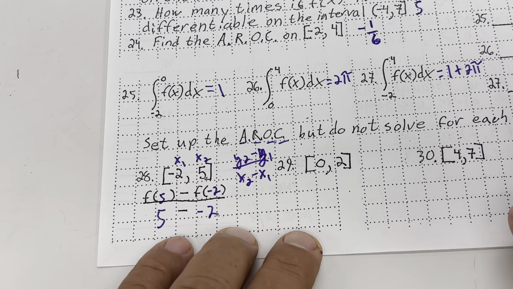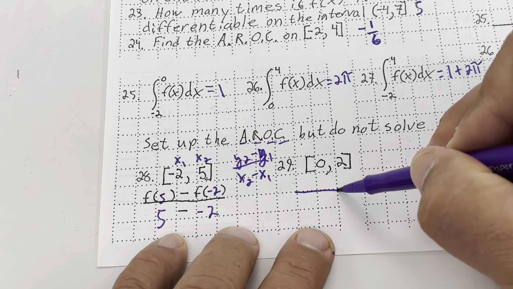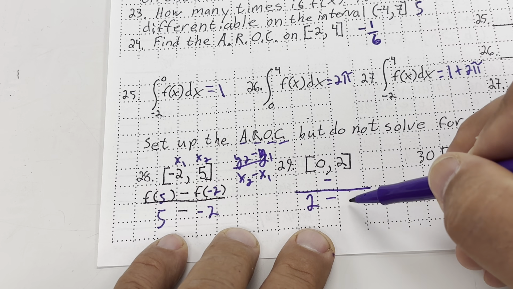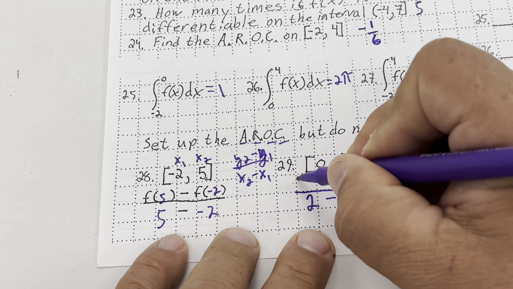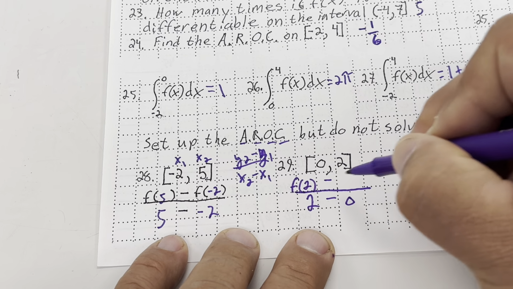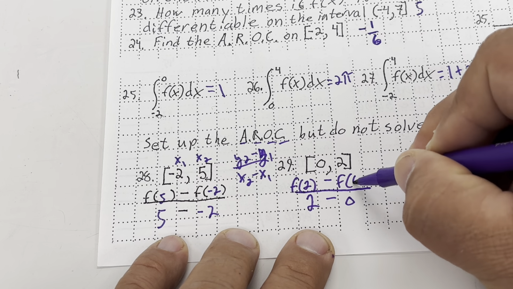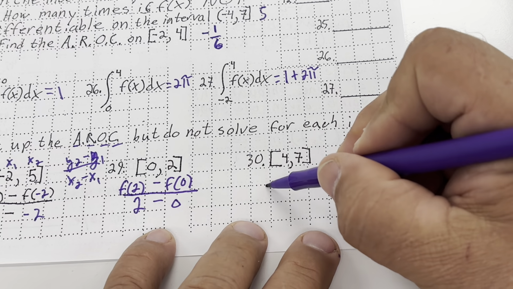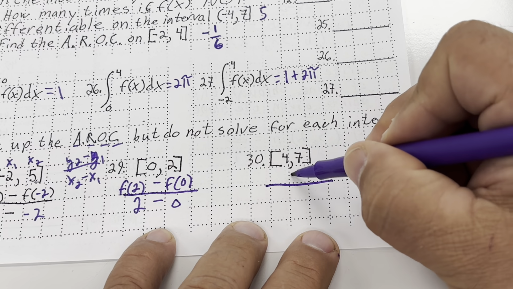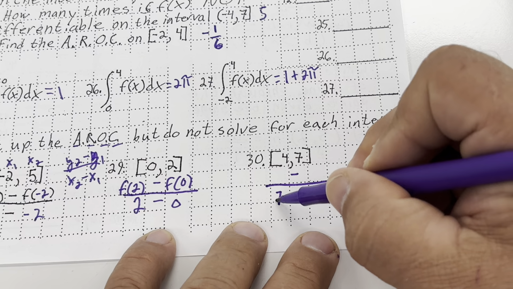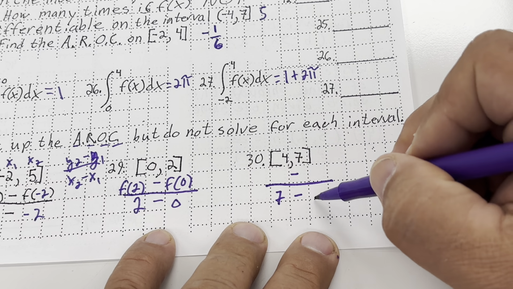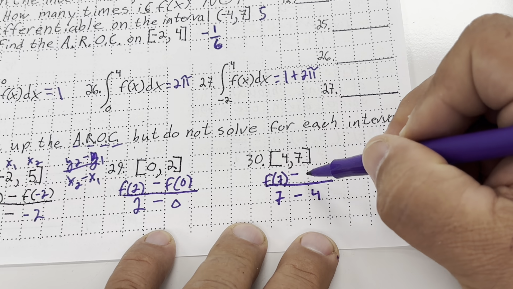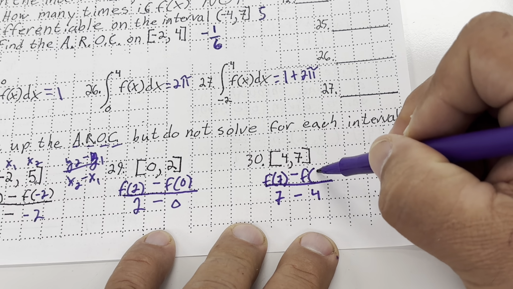So for number 29, the setup will be x sub 2 minus x sub 1 and f of 2 minus f of 0. Again, the setup, x sub 2 minus x sub 1, f of 7 minus f of 4.